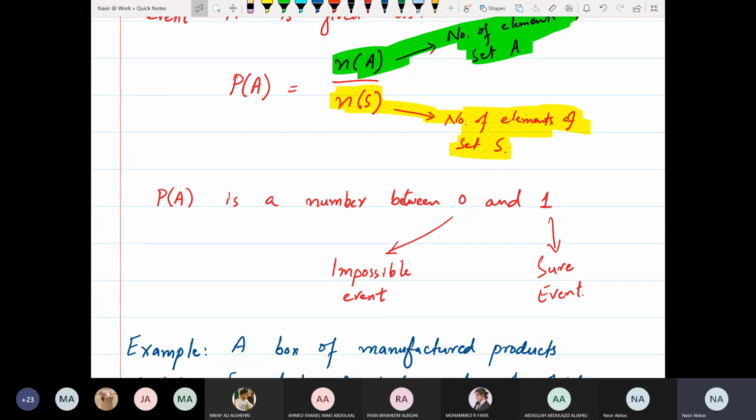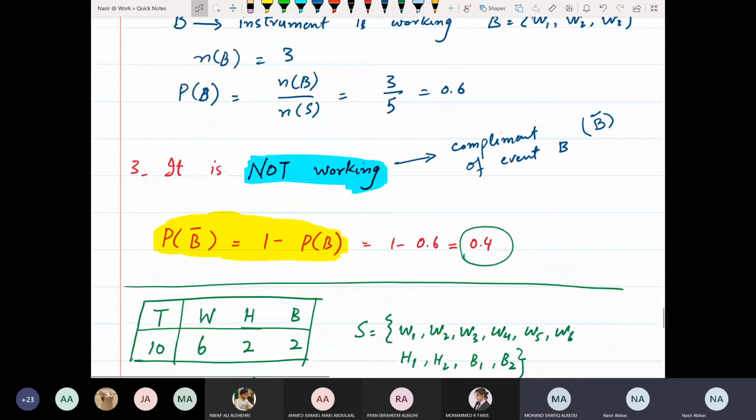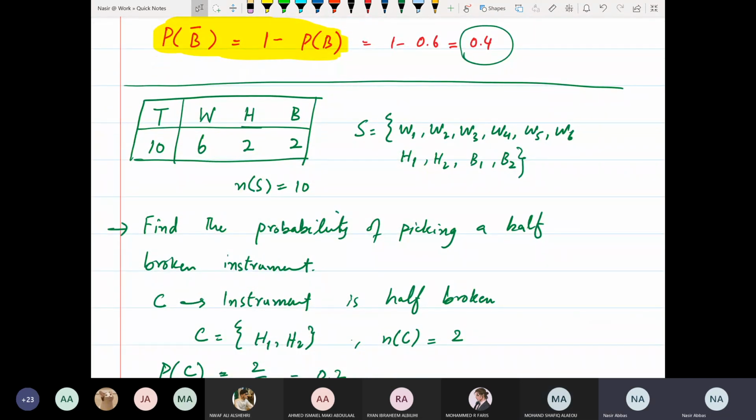Muhannad. Yes, Doctor. What if the event has a combination between two things? For example, 4 working and 1 half working. Now we are talking about more than one event, more than one picking, right? In the same experiment, now we're talking about, let's say you pick 3 items and 2 of them are working, 1 of them is half broken. Is this your question? Yes, I mean the event will be a combination, not only one.